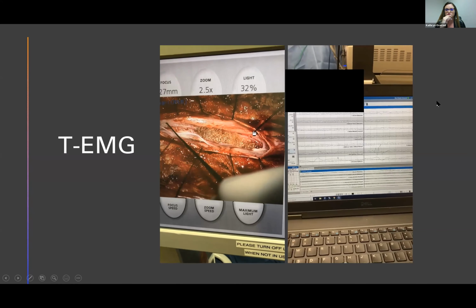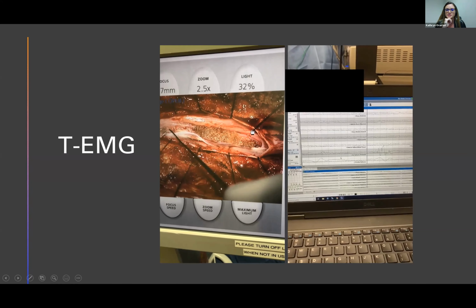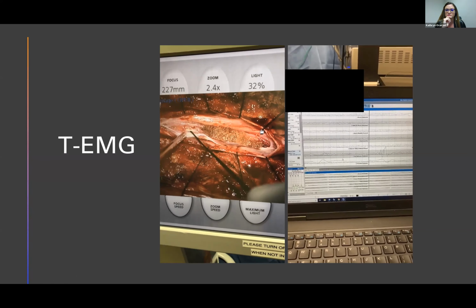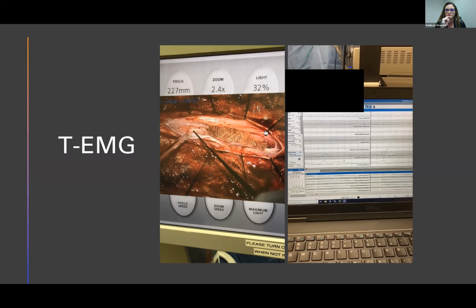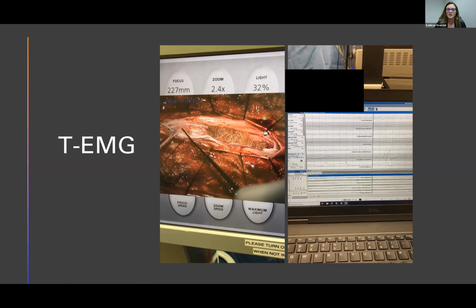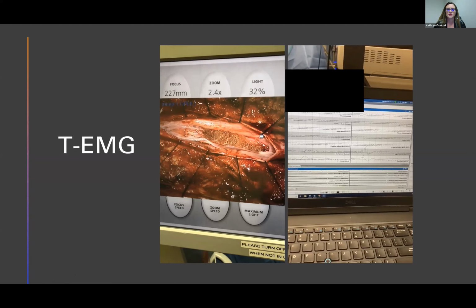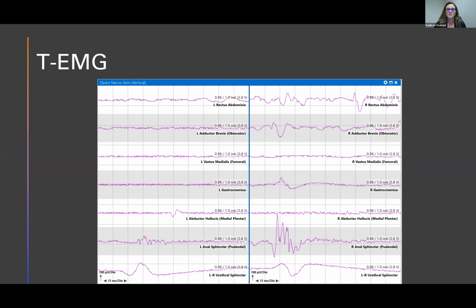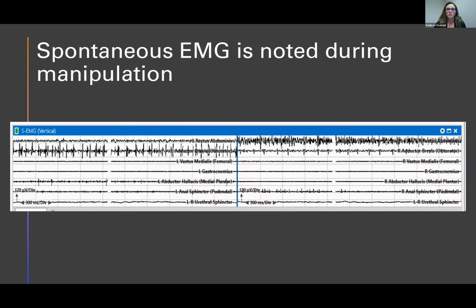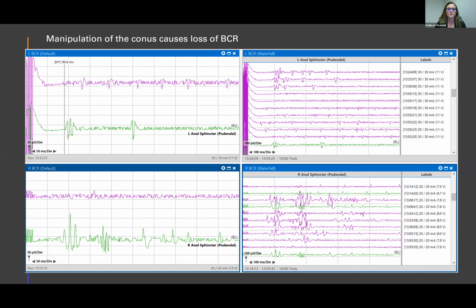So it was really crucial that we had these electrodes in place to be able to identify these systems that were not being monitored by the lower extremities. Sometimes we get responses from the foot or the gastroc or other muscles. And at one point, we started getting some significant spontaneous EMG activity during all the manipulation. So we ran our BCR and saw that it was lost.